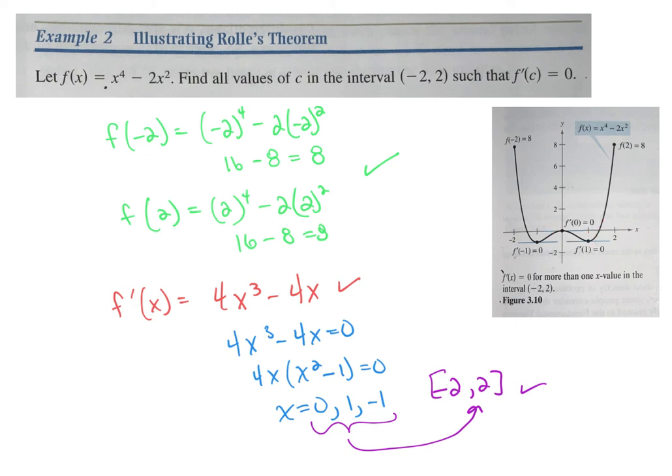that is fine. Or you can see if they had given us an interval like from here to here, they're both at 0. Even though with this function we would have found 3 critical numbers, the only one that would have fallen in this interval would have been positive 1. That's okay. As long as one of those values falls in the interval, Rolle's theorem applies.